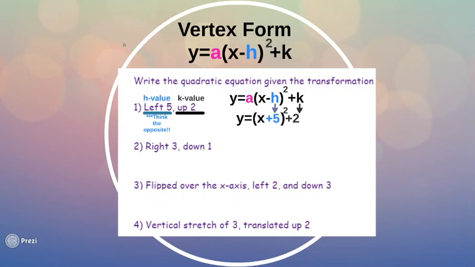All right, let's get started on example 5 now. All right, when we go right 3, which transformation takes us either to the left or to the right?